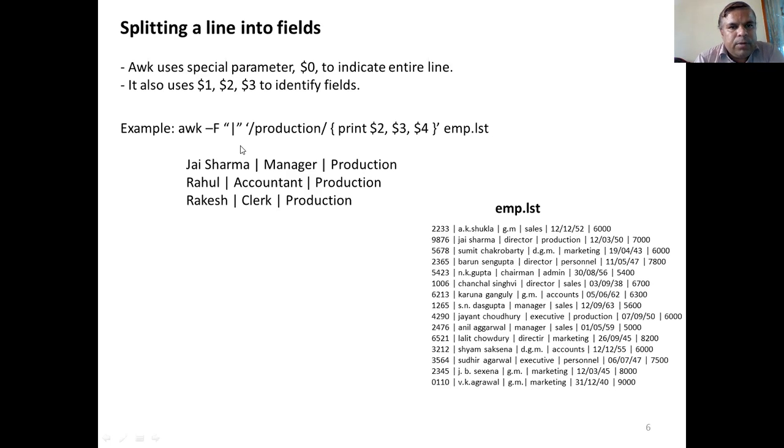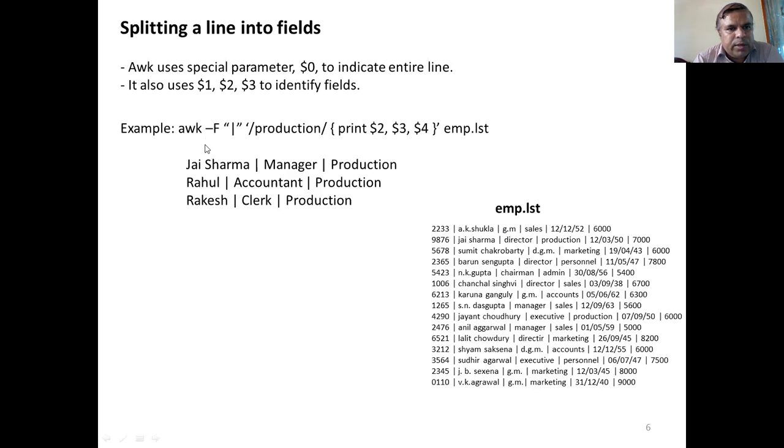So here is an example. In this example, we want to display the employees whose department is production, and print only the second field, that is the name field. The third field is the designation field, and the fourth field, $4, is the department field.